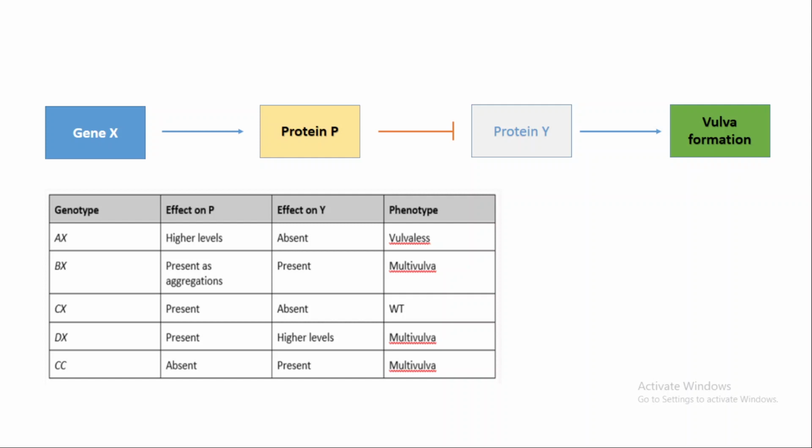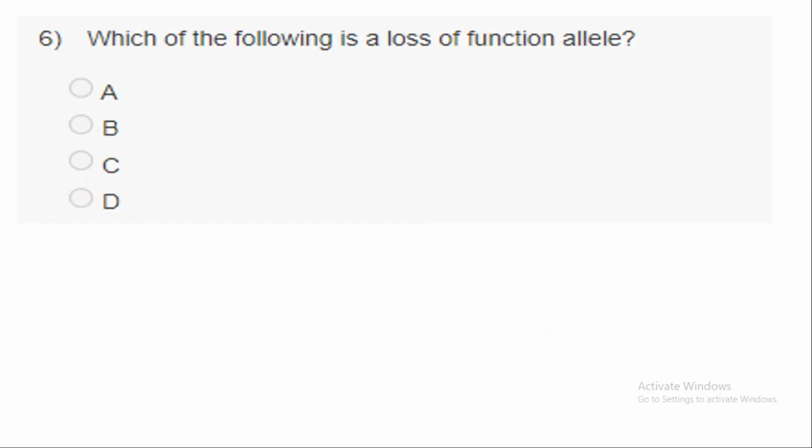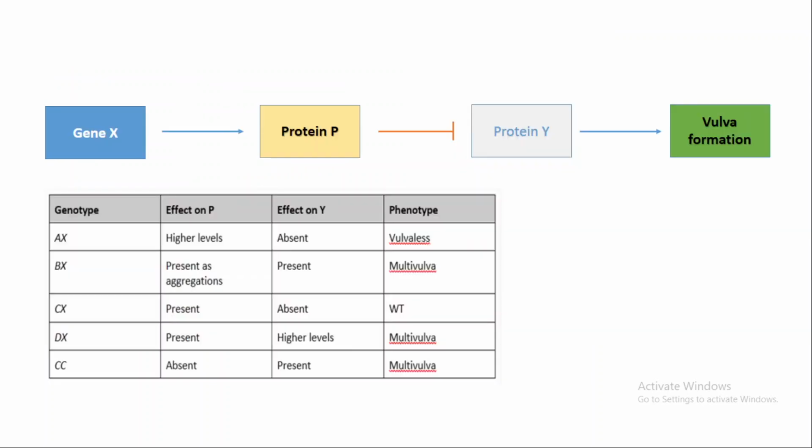Thanks for asking me and clearing your doubts. Now let's move on to the next question. Which of the following is a loss of function allele? So out of these, which do you think is a loss of function allele? We have to go back again to this table. Which of these is a loss of function allele? A, B, C, or D?